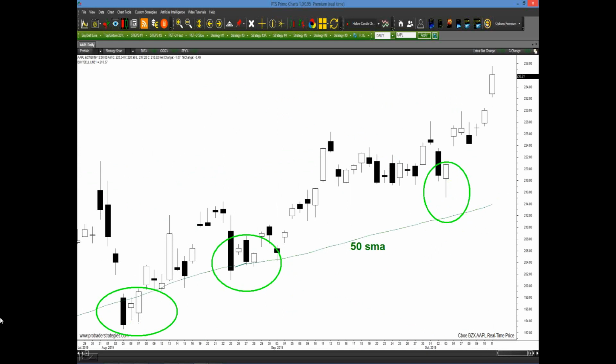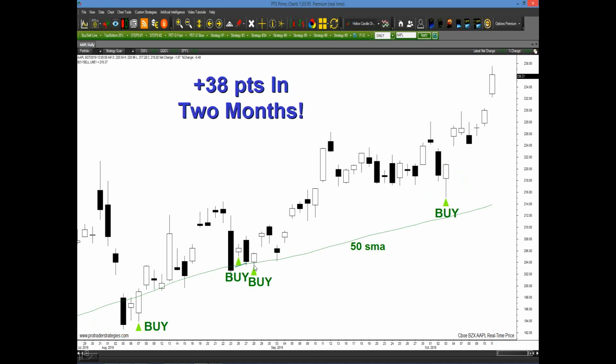All right. So how could we have taken advantage? Well, we apply strategy number 9 and look at the buy signals that were generated on these pullbacks. Potentially, if you had taken this first one and stayed in long enough, that's 38 points coming into the mid to the end of October.